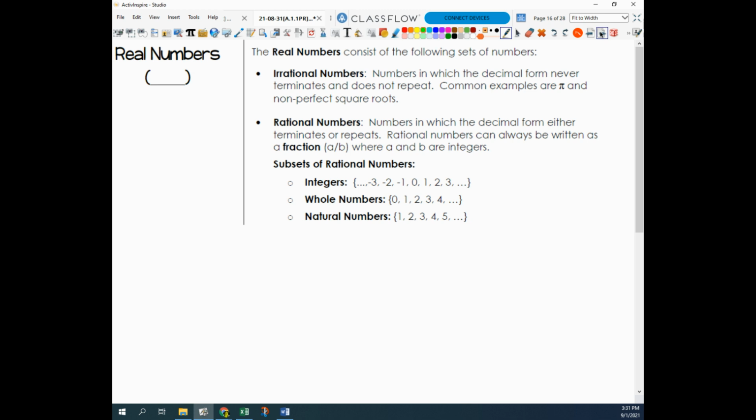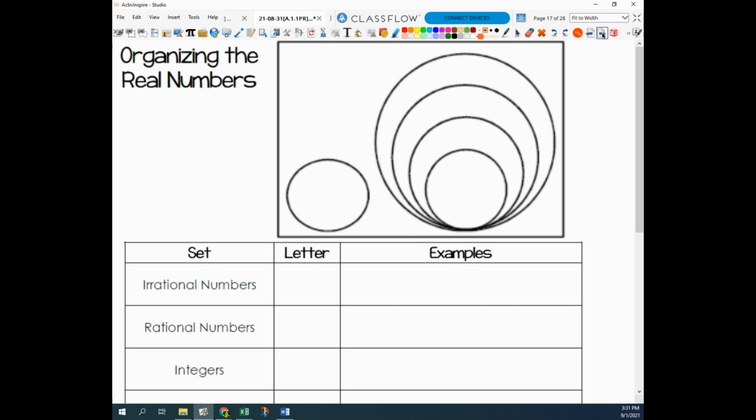Okay, so just a quick summary. The real numbers consist of the following sets. We have the irrationals, and the rationals are broken up into these subsets. The symbol we use for the set of real numbers is capital R, that we're going to use on our notes. Different textbooks use different symbols, but we're going to stick with R. R for real numbers is always R.